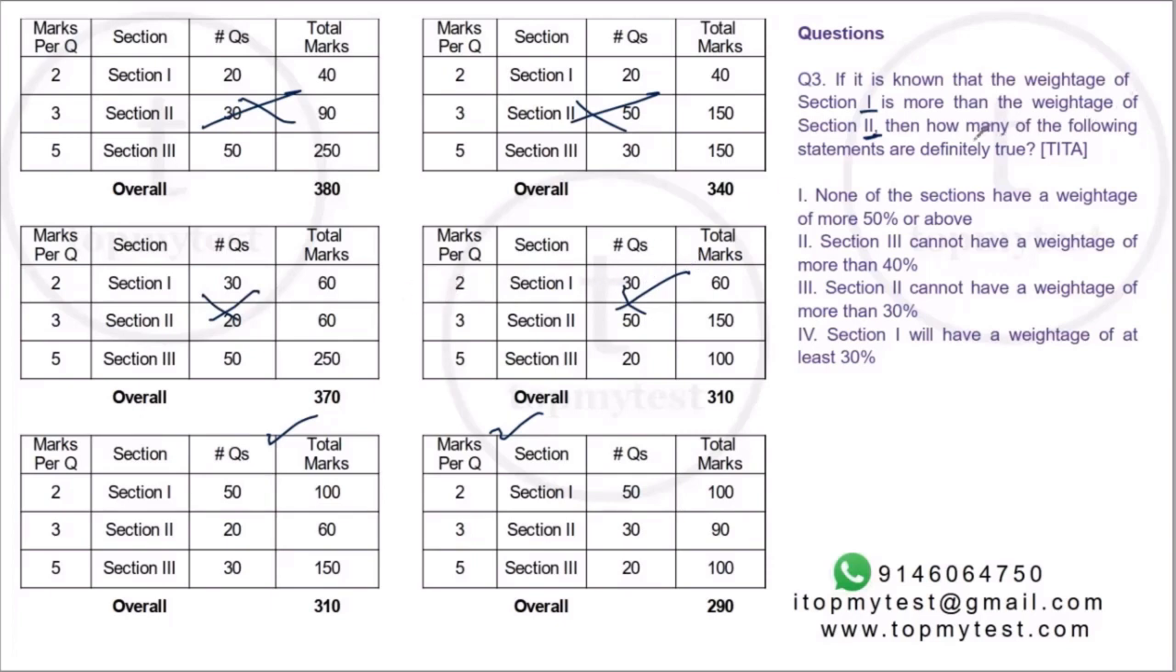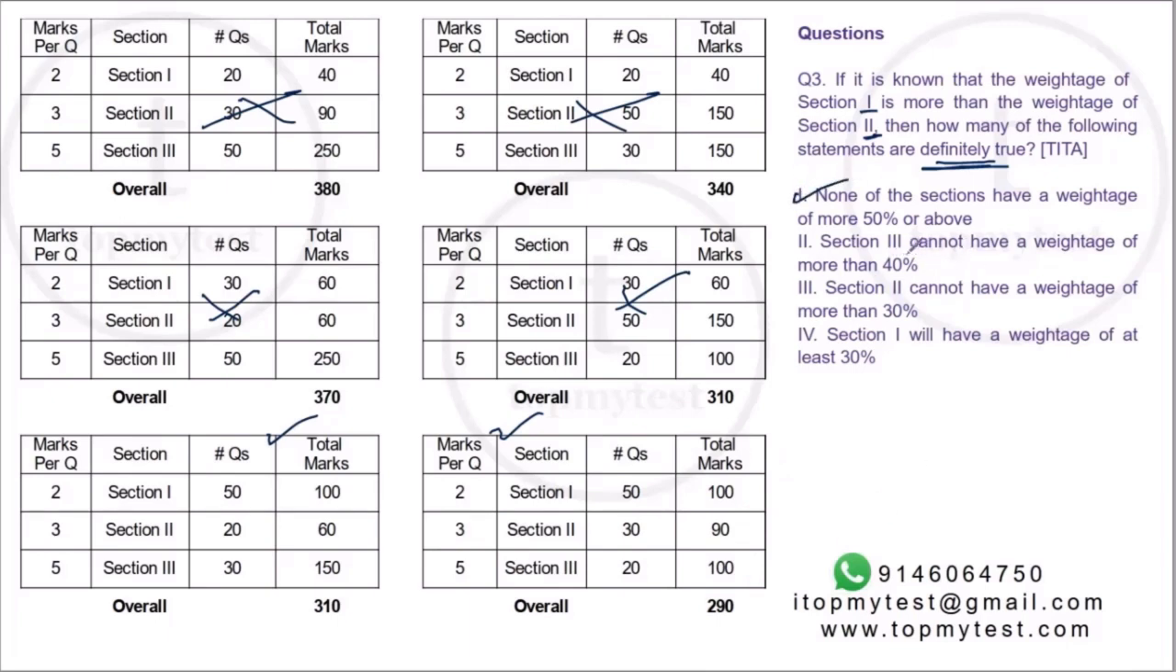Right, okay. How many of the following statements are definitely true? You need to be 100% true. So in both the cases, it should be true. None of the sections have a weightage of more than 50%. Right, this is true. Here, the weightage of the highest section is 50 out of 310, which is less than 50%. Here also it is less than 50%. So first statement is definitely true.